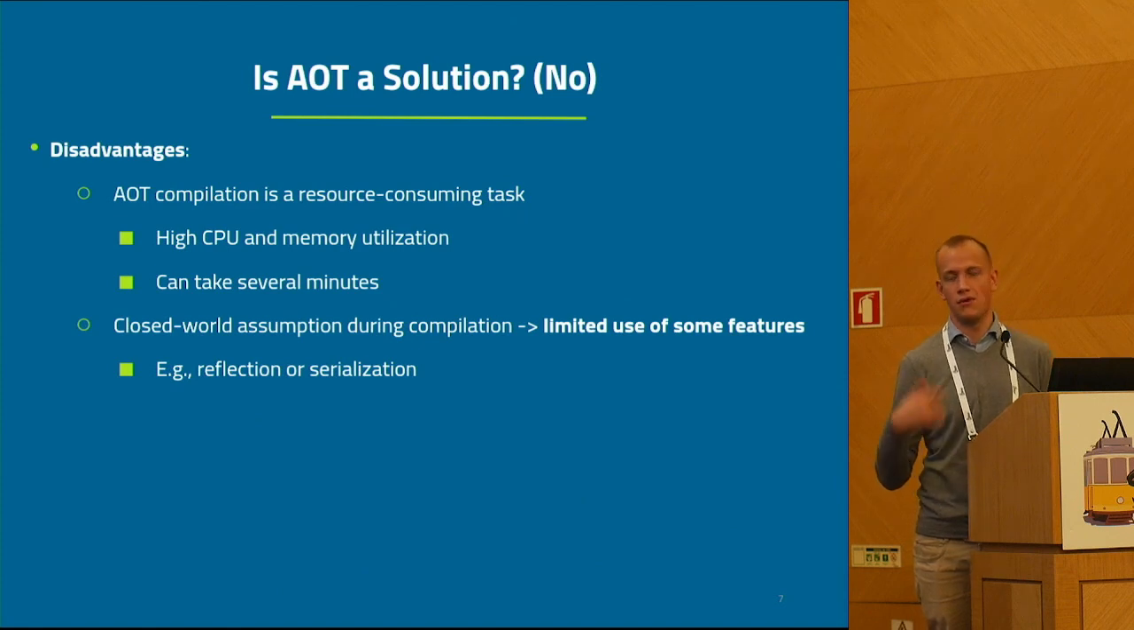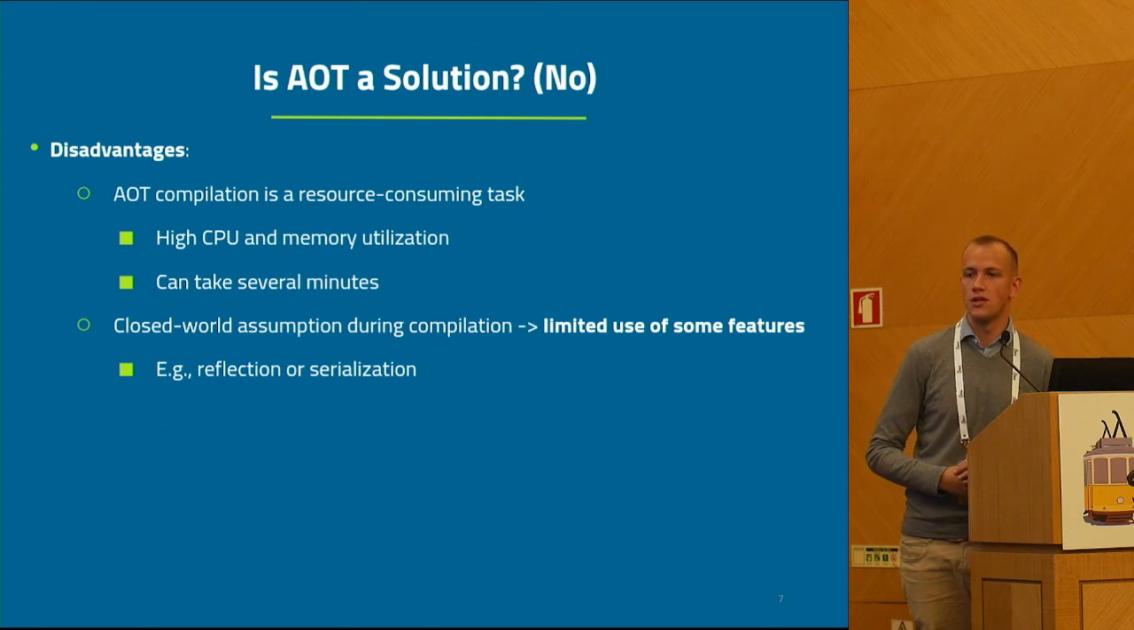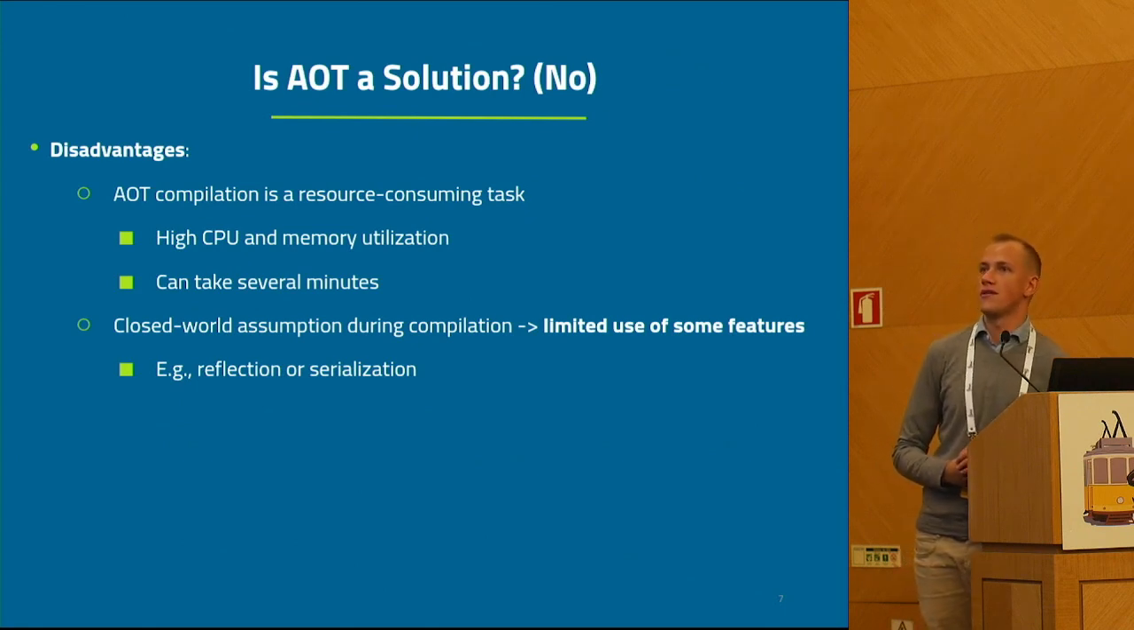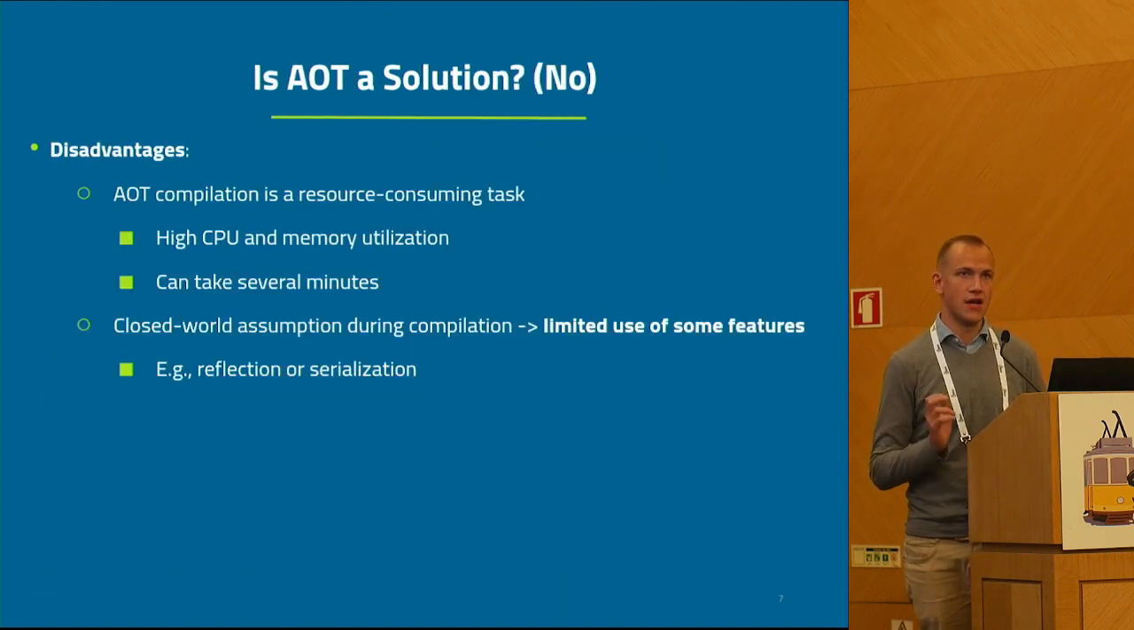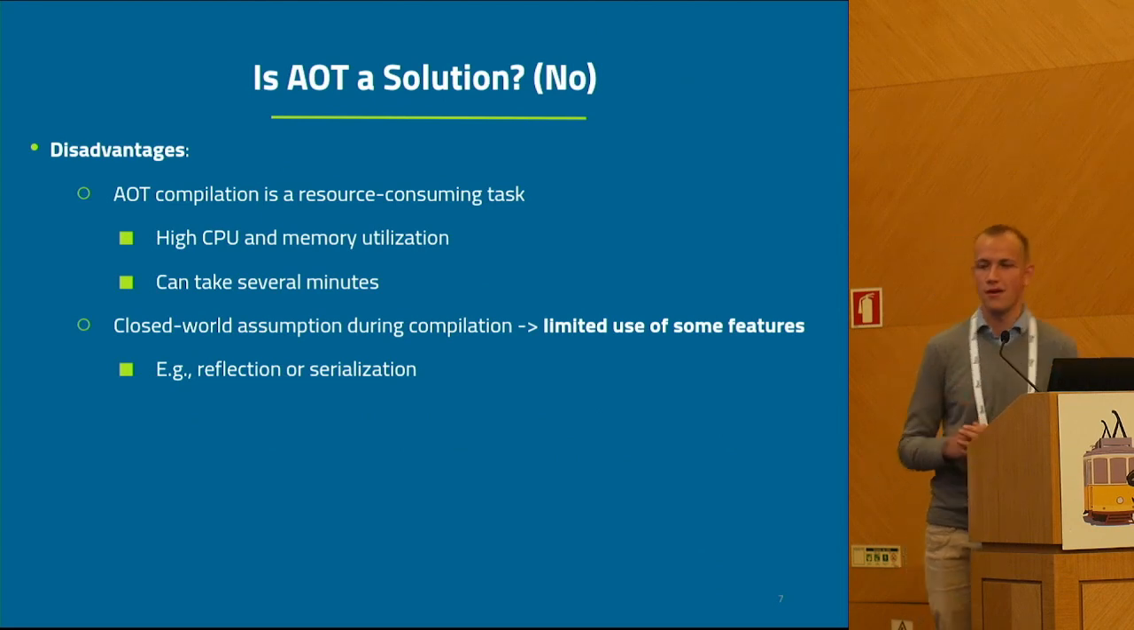Therefore, only those components will be available at runtime, which limits the use of some of the dynamic features, such as, for example, reflection or serialization in Java. So we claim that applying ahead-of-time compilation to blindly compile all the functions is not a solution.